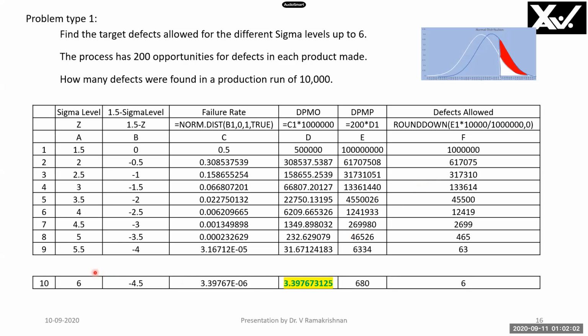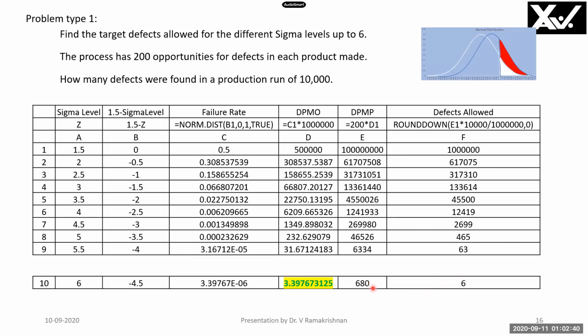Now for sigma level 6, this is minus 4.5. If I substitute in this formula, I will get 3.4 into 10 to the power of minus 6 failure rate. If I multiply it by 1 million, 10 to the power of 6, I will get 3.4 as the answer. That is why I say that this is a famous figure: 3.4 defects per million opportunities for a Six Sigma project. And then I'm just multiplying by 200, and I'll get 680. And for 10,000 products, I have to divide by 1 million and multiply by 10,000, then you will get 6 as the answer.